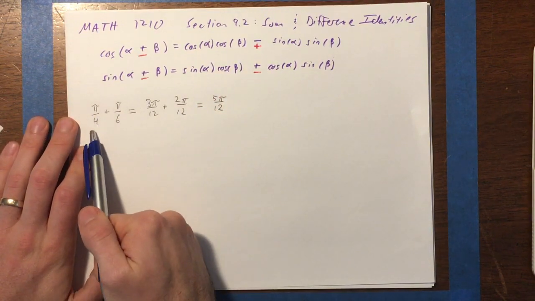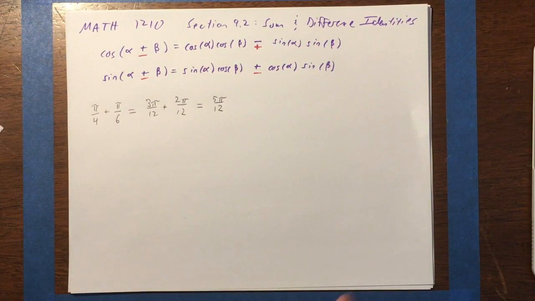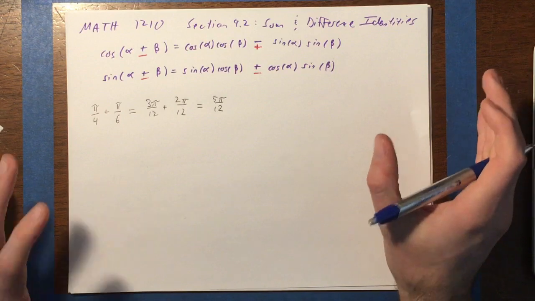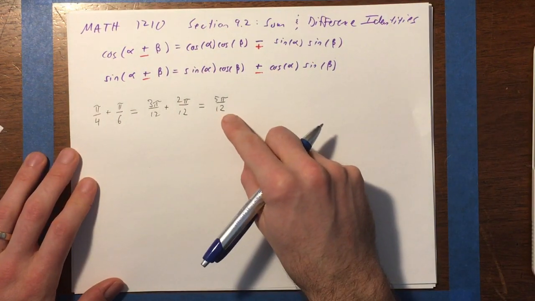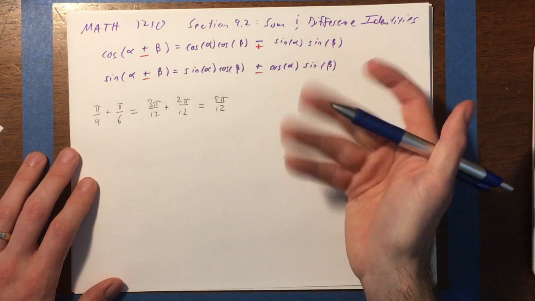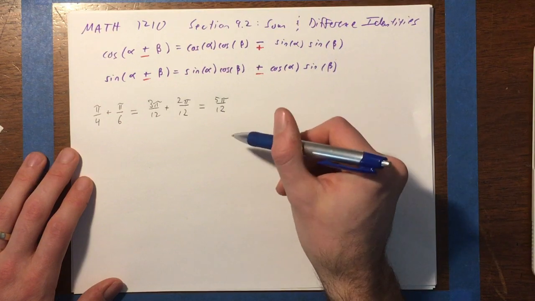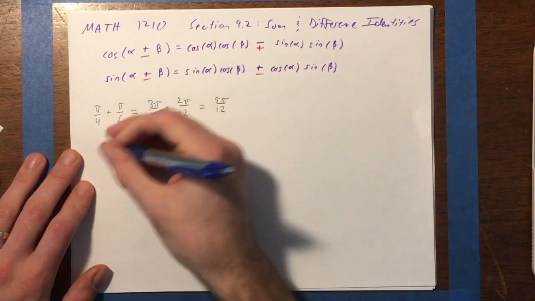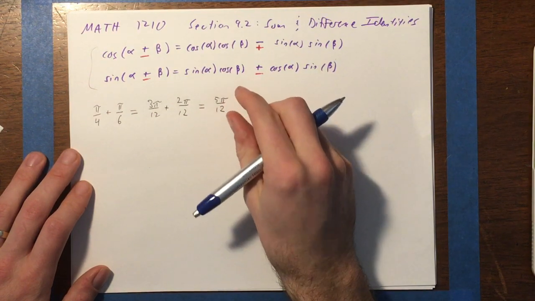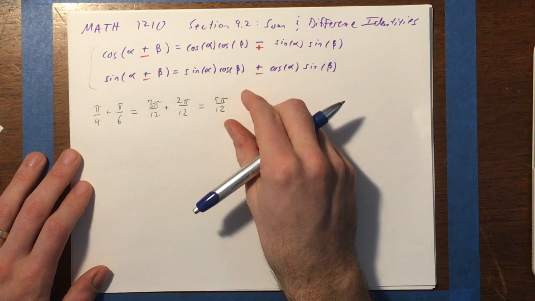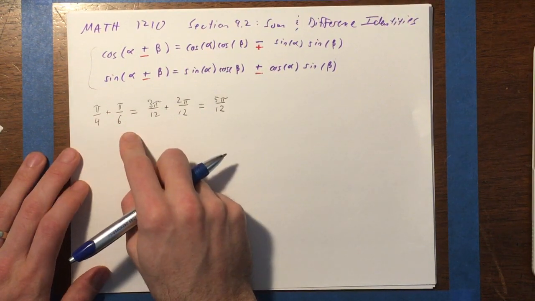By adding pi over 4 and pi over 6, both of which are part of the set of common angles that we use in the unit circle, we've arrived at an angle which is not a common angle in the unit circle. It's a multiple of pi over 12 that we, so far, do not know the exact sine and cosine value of. But we can use these formulas to find the exact value of the cosine and sine of 5 pi over 12 in terms of the sine and cosine values of pi over 4 and pi over 6. So I'll show you what I mean.